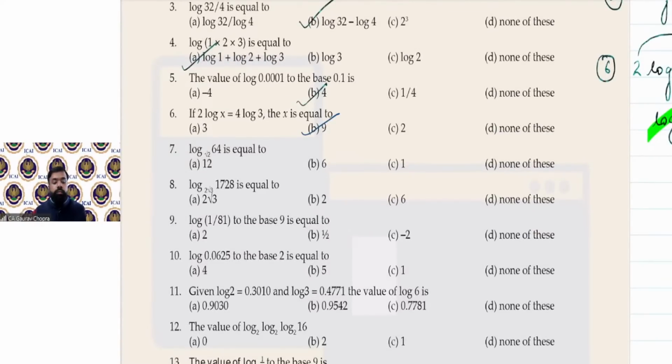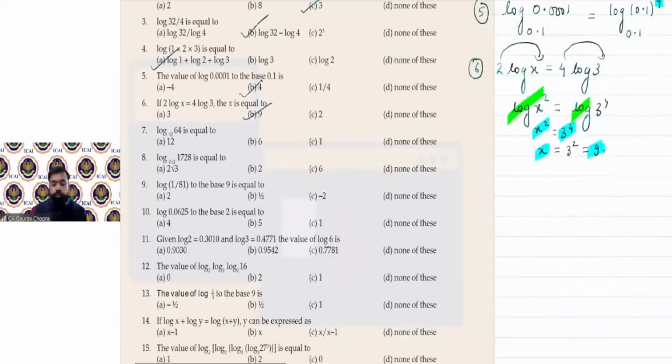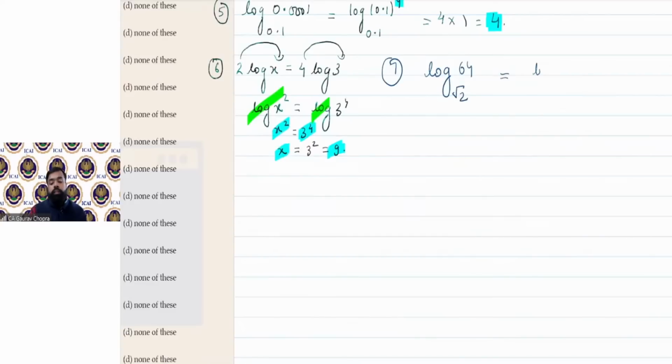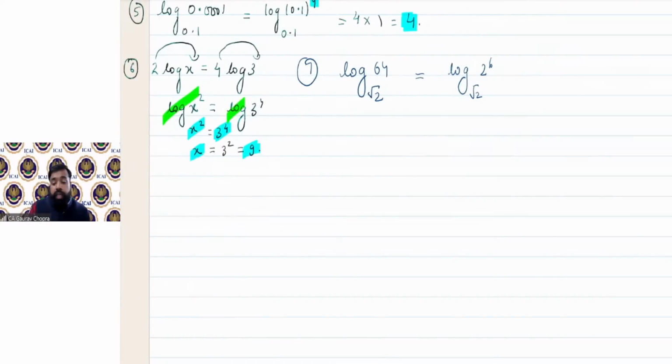Then question number 7, and it is log of 64 with base root 2. Let's do this. Now we know that 64 can be written as 2 to the power of 6, and the base is root 2. But if we have to make the values the same, because the base is root of 2, then if we can convert the main value also into root 2 form, of course we can convert this.